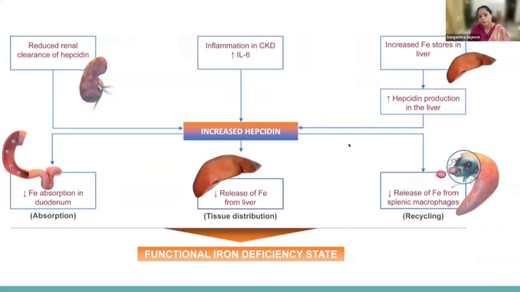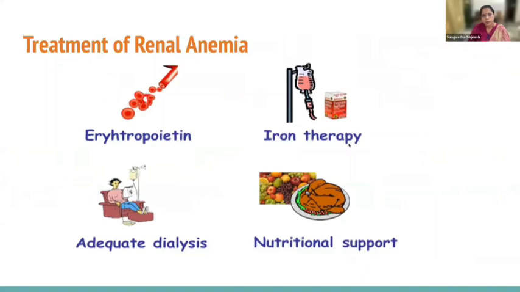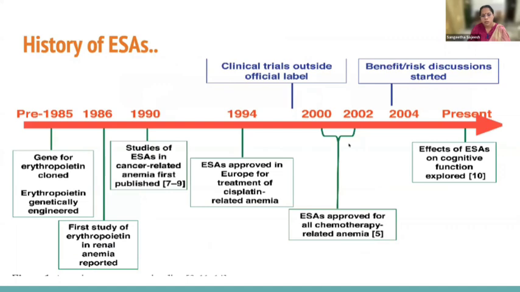So, the treatment of renal anemia. The 4 cornerstones of therapy are erythropoietin, iron therapy, adequate dialysis, and nutritional support. So the ESAs, the history starts before 1985. In 1985, the gene for erythropoietin was cloned. Erythropoietin was genetically engineered, and by 1986, the first study of erythropoietin in renal anemia was reported.